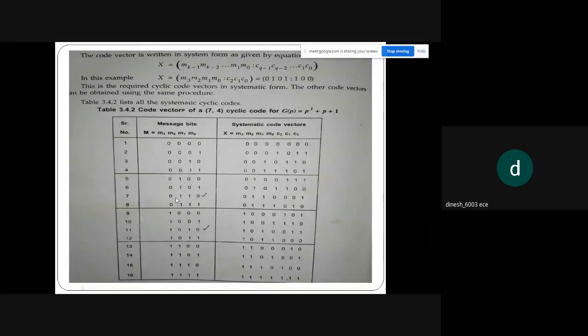So the message bits is 0101 which we have taken, and the check bits we got is 100. So combine these two: 0101100. See serial number 6. Serial number 6 for the message bit 0101, it is 0101, which is the message, and the code vector is 100. So this is how to find the code vectors for a systematic format.